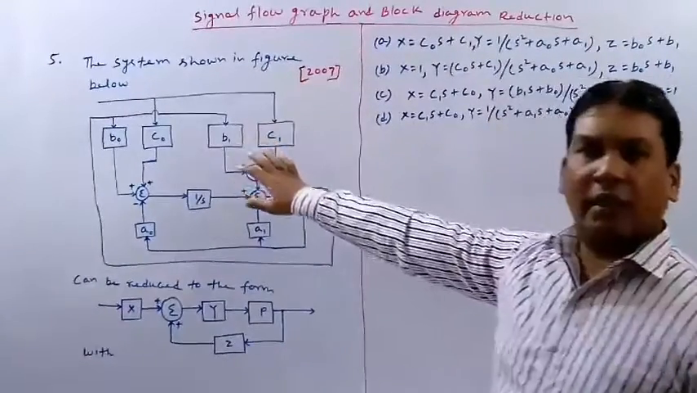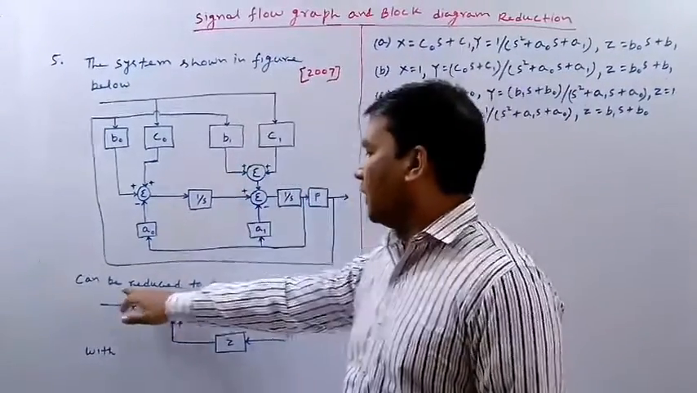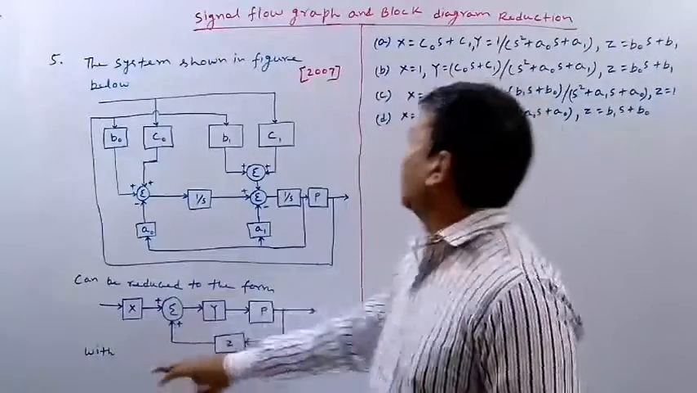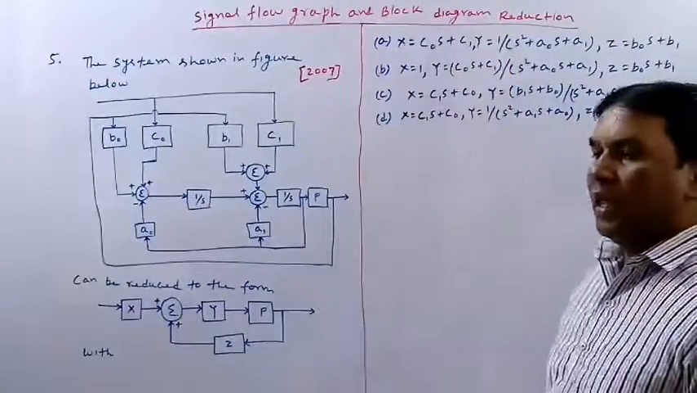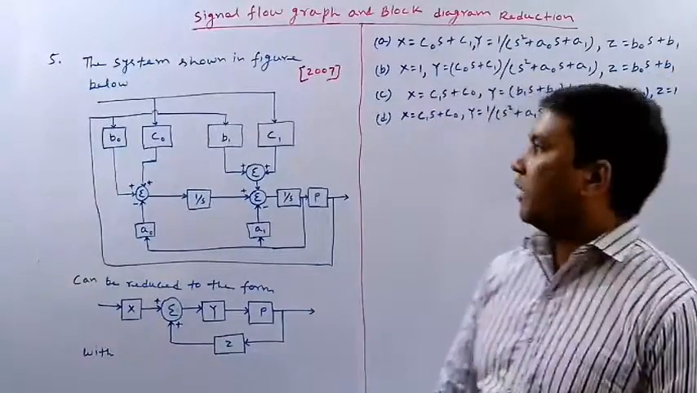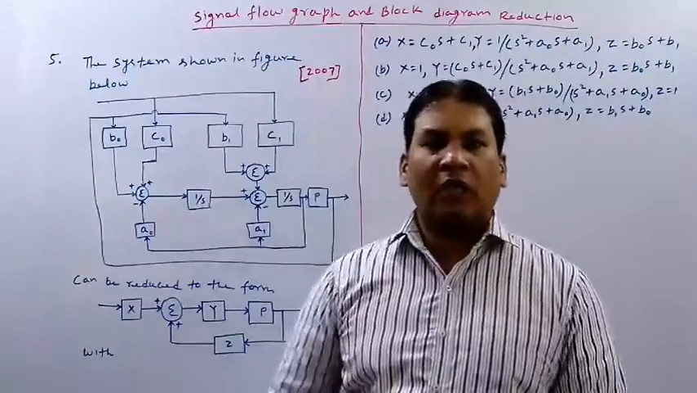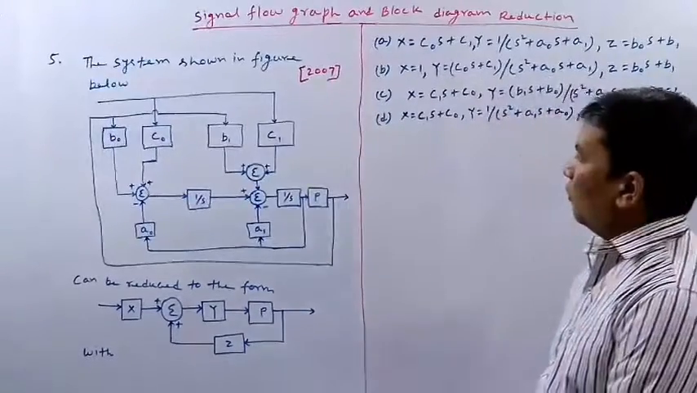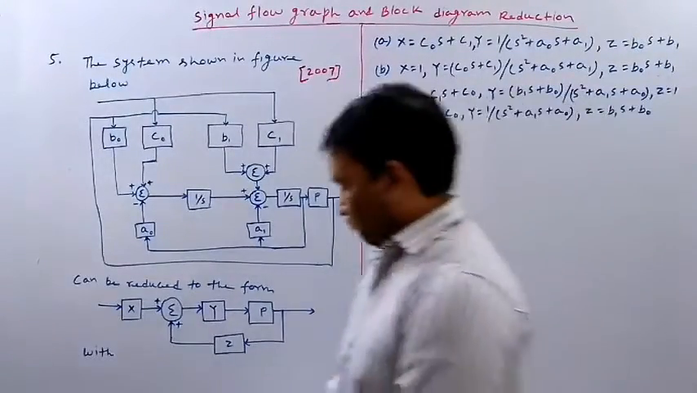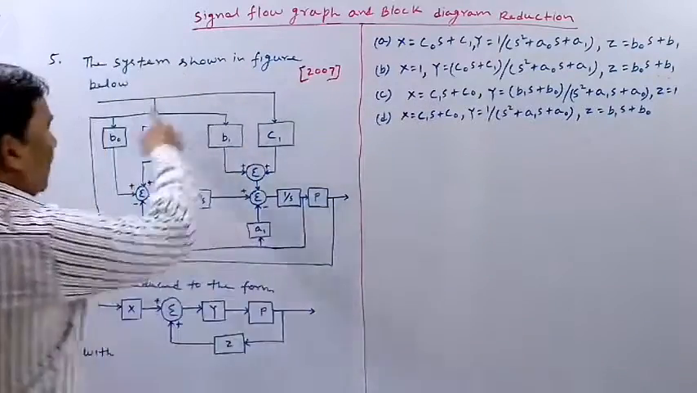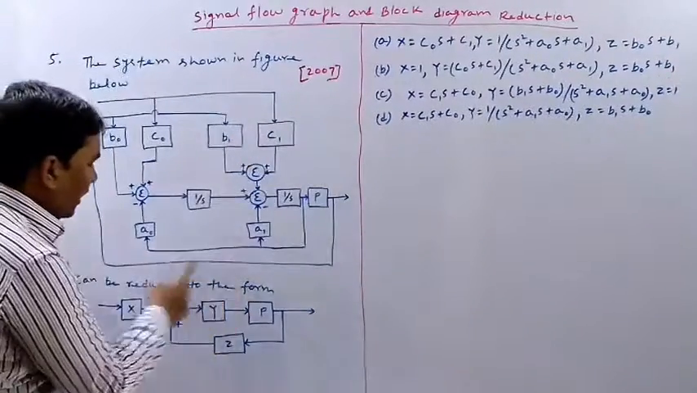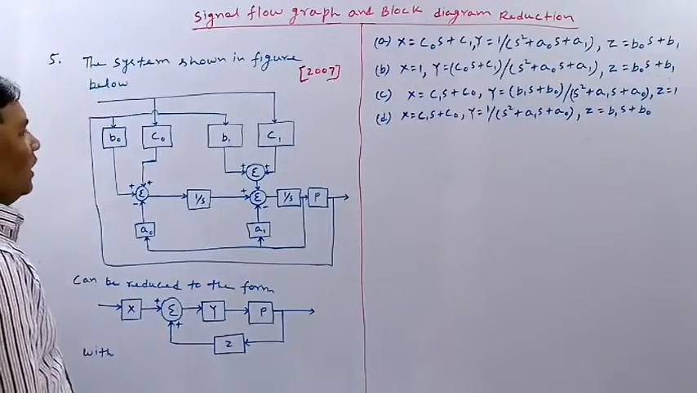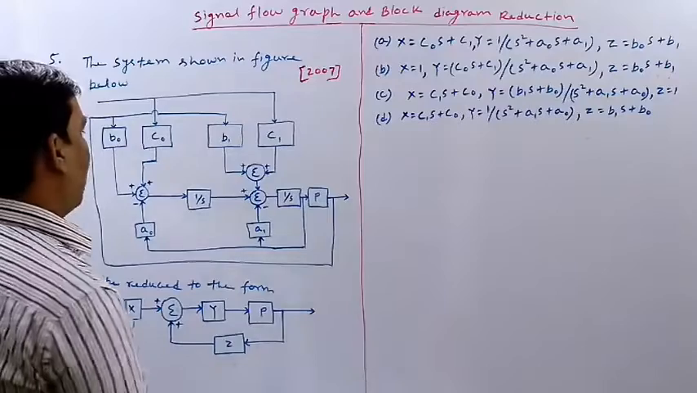Now the question is saying that this system can be reduced to the form with four alternatives given, and the question is asking which alternative will be the correct one. So let us try to solve it. Actually this system is reduced in this form. Now let us try to solve it by signal flow graph.